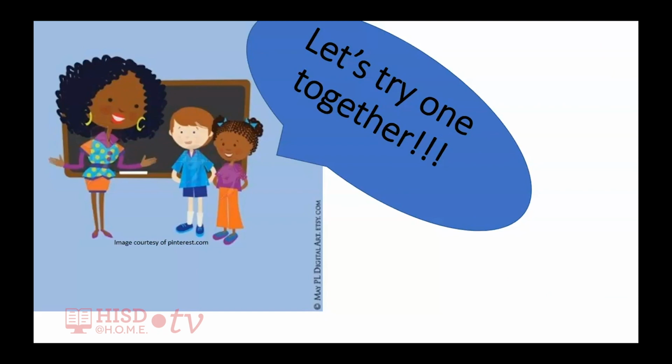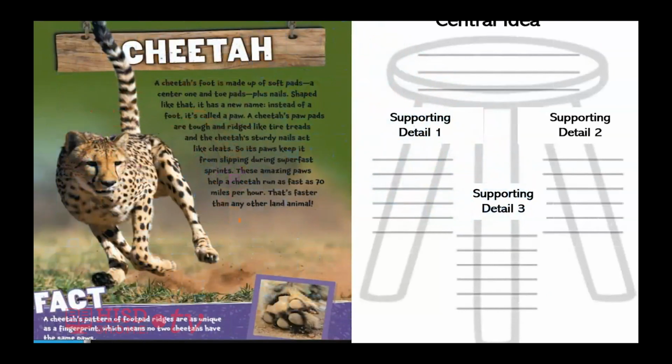Let's try one together. Let's look back at the cheetah. Step 1 asks us to look at the title for hints and clues. And step 2 says, read the text to determine the topic and ask yourself, what does the author want me to know? Cheetah. A cheetah's foot is made up of soft pads, a center one, and toe pads plus nails.